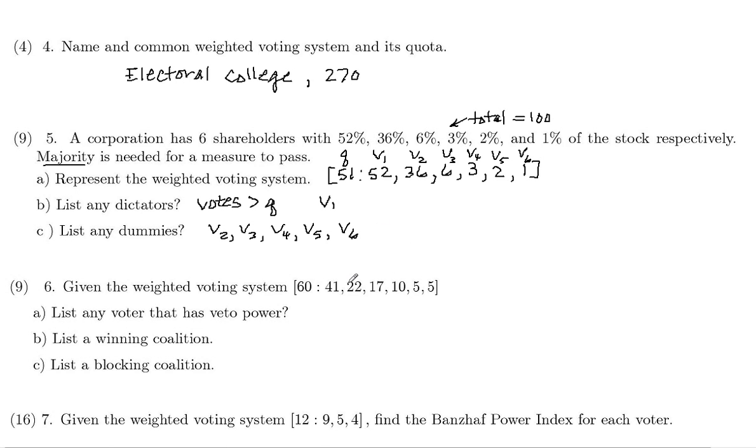Now, just as a little side example, let's look at problem number 6 for a second. Here our quota is 60, and here we've got voter 1, voter 2, voter 3, voter 4, voter 5, and voter 6. Six voters again. And here there's no dictators. I didn't ask this, but notice there's no dictators because the quota is 60. Nobody has over 60 votes.